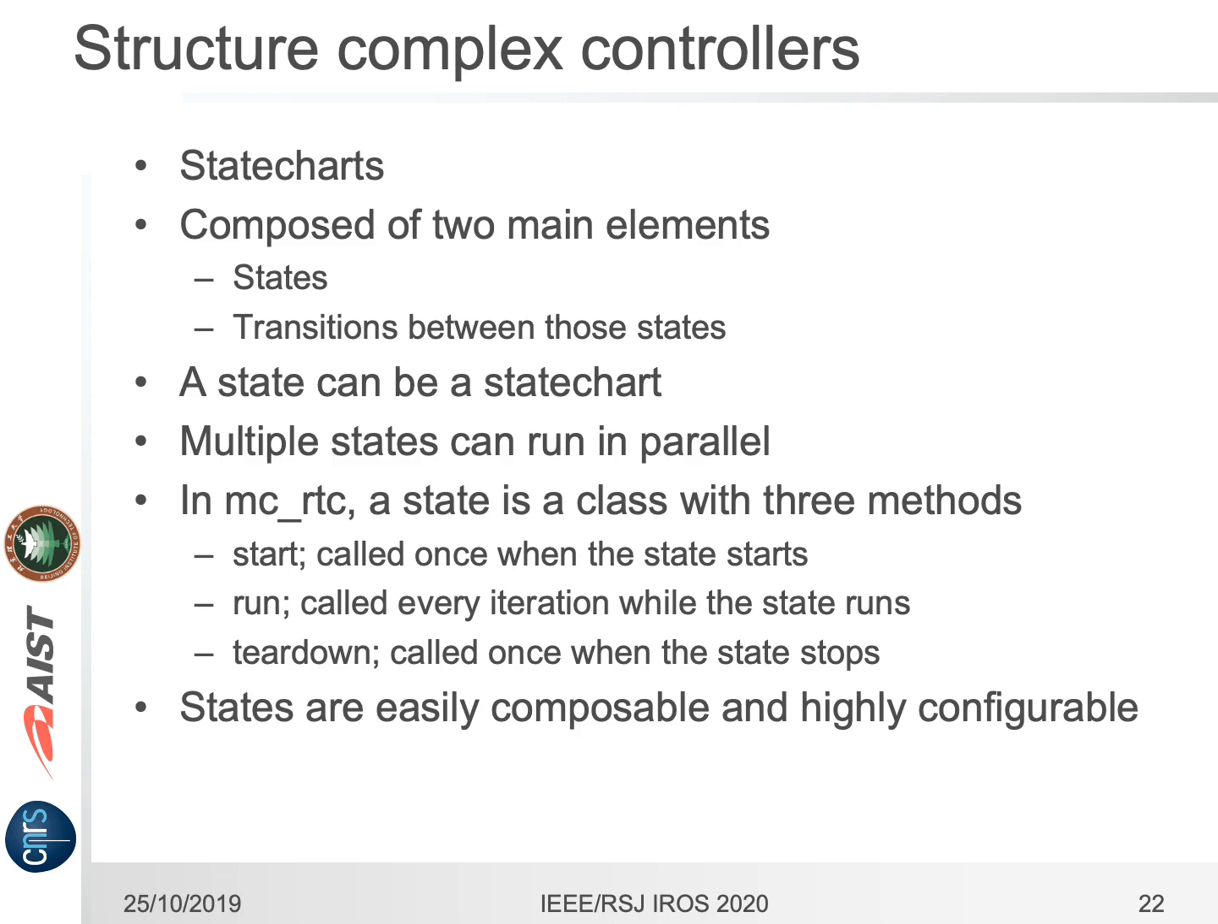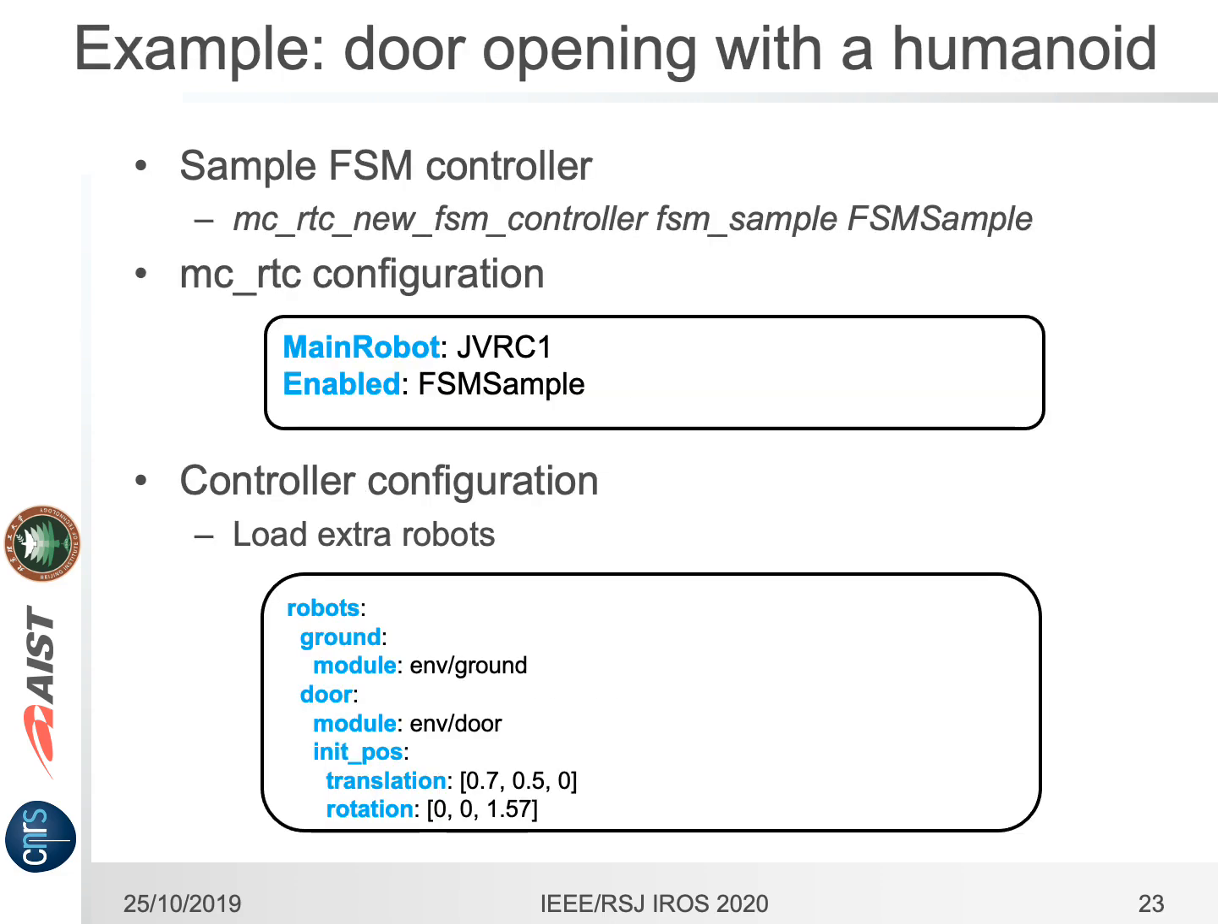Run, which is called every iteration while the state runs. Tear down is called once when the state stops. States are easily composable and highly recomposable. We show it here in practice with a controller that can let a humanoid open a door.